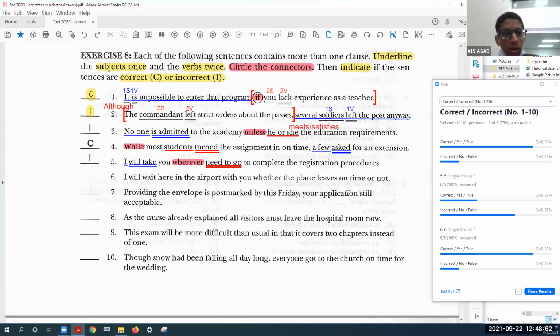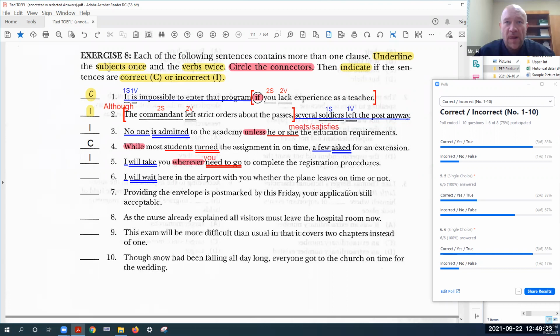I will wait here in the airport with you, whether the plane leaves on time or not. Is it correct? So I think I put it correct. Where's the main clause? I will wait. Okay, subject, I. And the verb is will wait. And then the connector is whether.